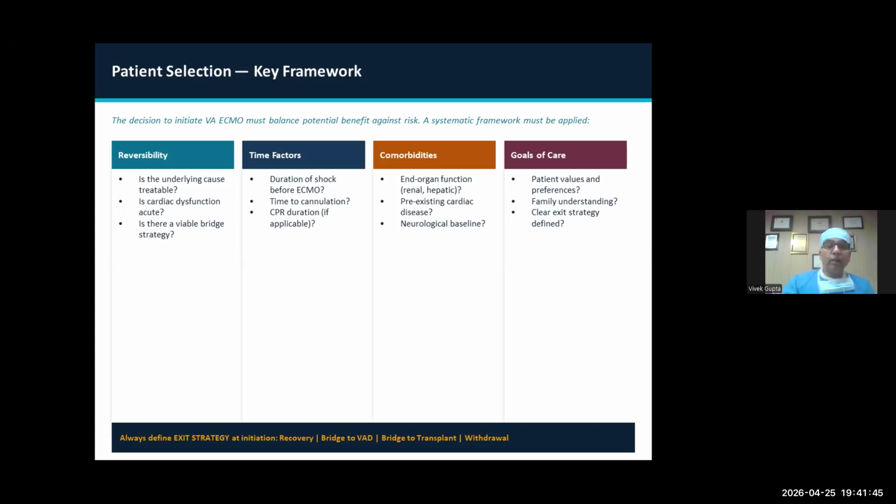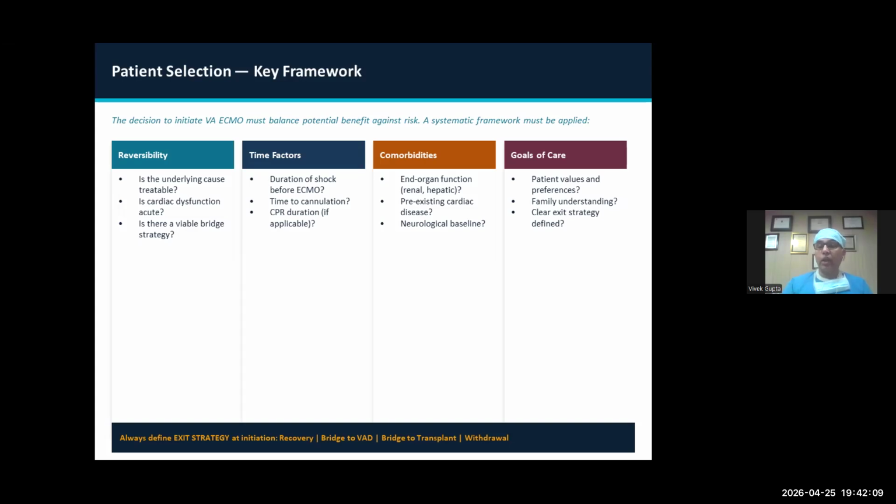So you have to think of the time factor, that is, when to cannulate if the cardiac arrest is prolonged. What comorbidities are there? Is there a pre-existing cardiac condition? What is the neurological status? And ultimately, what is our goal of care? What does the patient want, what are their preferences, what is the family's understanding, and we have to clarify to them what our exit strategy is.